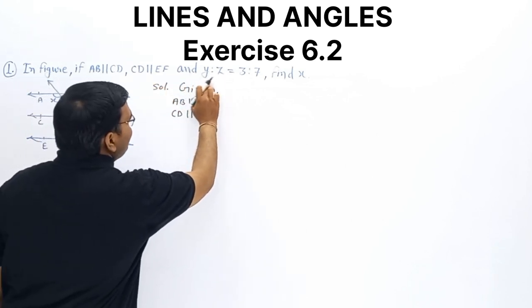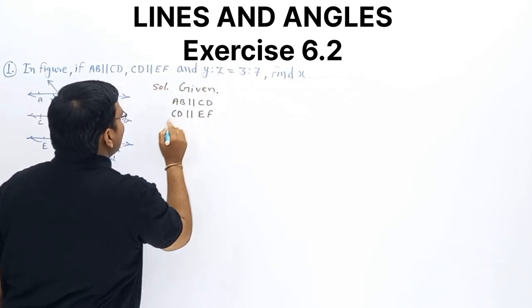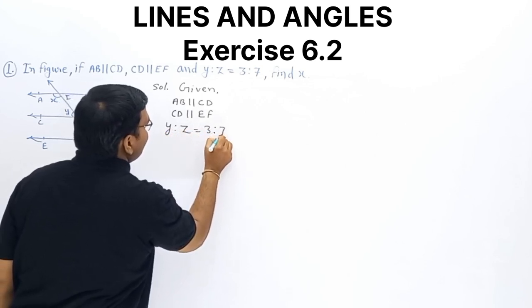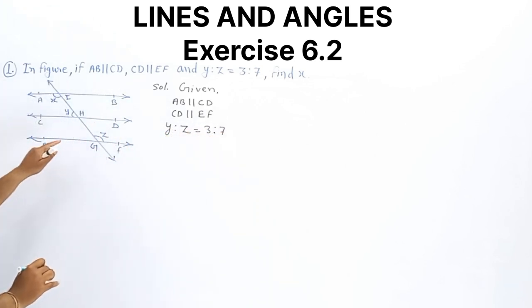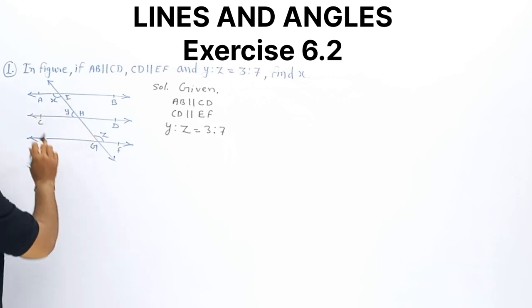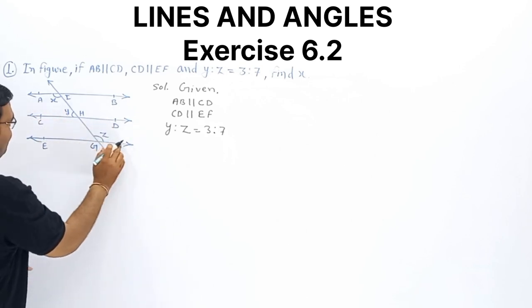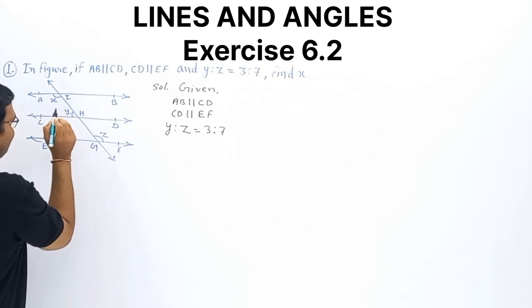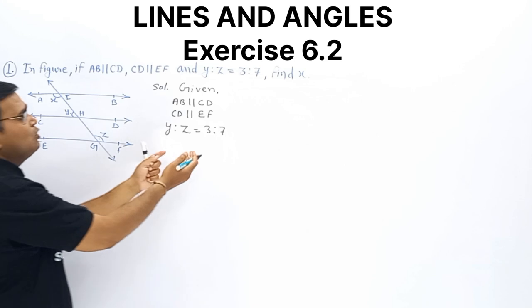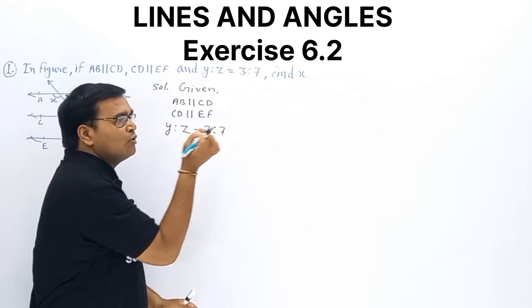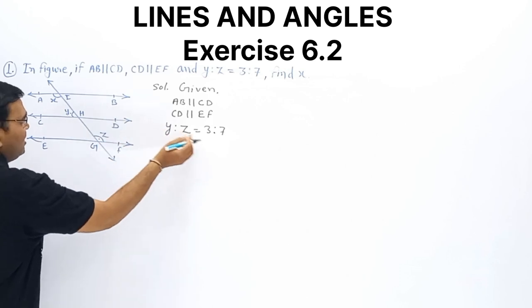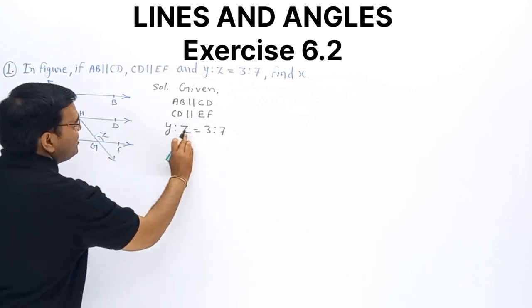Another thing, we have one ratio, y is to z. Y is to z equal to 3 is to 7. What is the meaning of this one? This is the y angle and this is the z angle. Two lines are parallel, and we have this angle and this angle. Its ratio is 3 is to 7. This is the ratio, not an exact value of the angle. This is not a 3. 3 is this one, y, and 7 is this one.